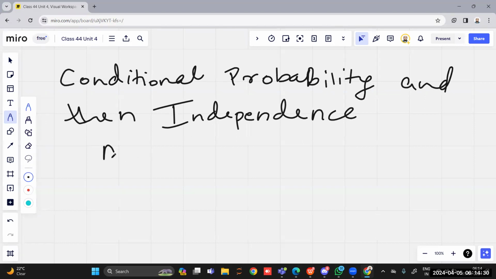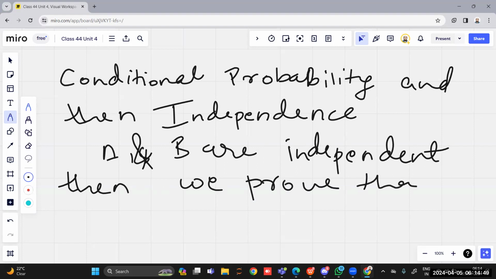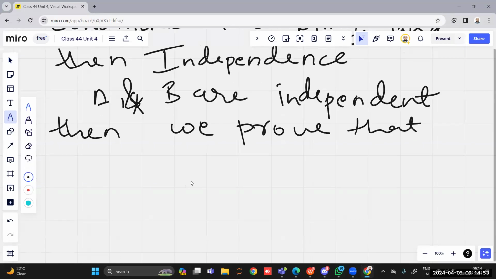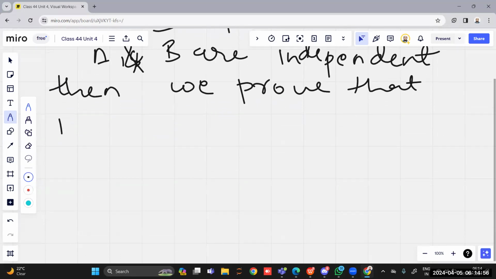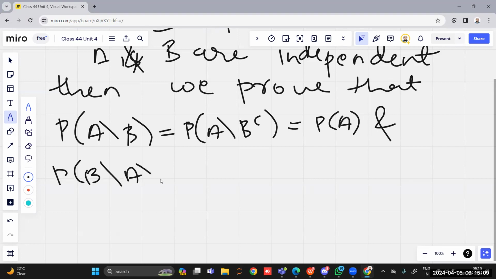If you want to prove that A and B are independent, you should remember, we need to prove that probability A given B equals probability A given B complement equals probability of A. And the second thing, probability B given A equals probability B given A complement equals probability of B. Then we say that A and B are independent.